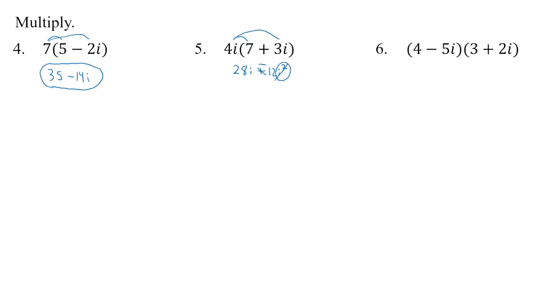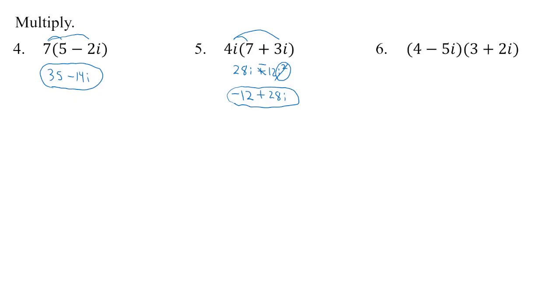So now, another point I made earlier is that when you write the solutions, you write a complex number with the real term first. Therefore, negative 12 is written first, plus 28i. Therefore, the solution is negative 12 plus 28i.